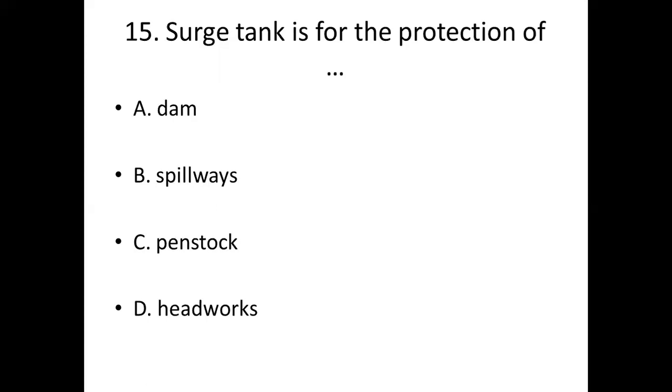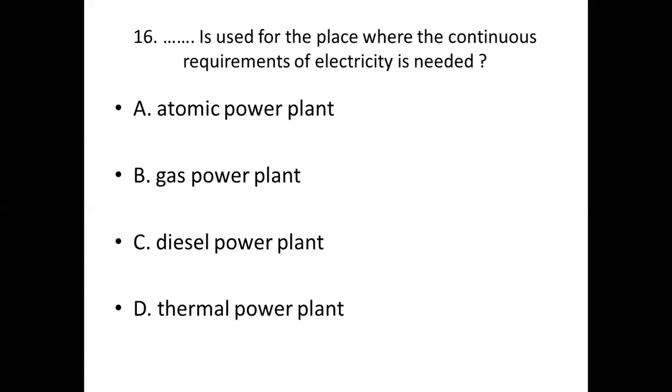Option C, penstock. 16th bit. Dash is used for the place where the continuous requirement of electricity is needed. Option A, atomic power plant. Option B, gas power plant. Option C, diesel power plant. Option D, thermal power plant. Answer cheppandi.